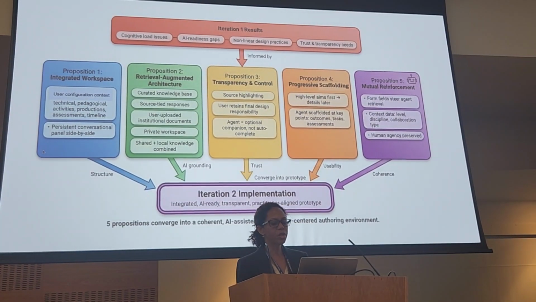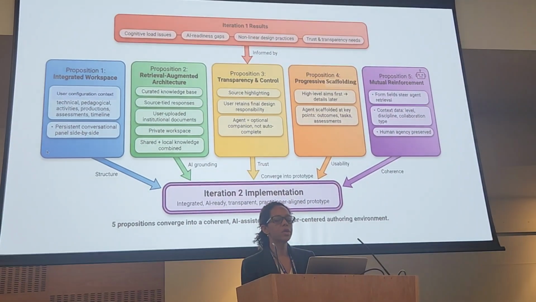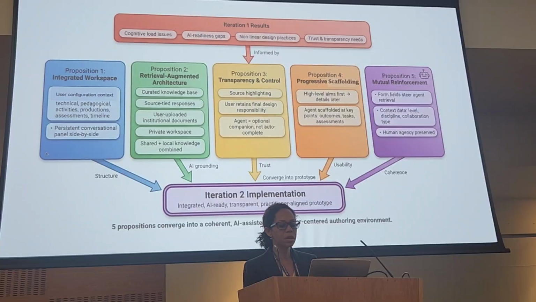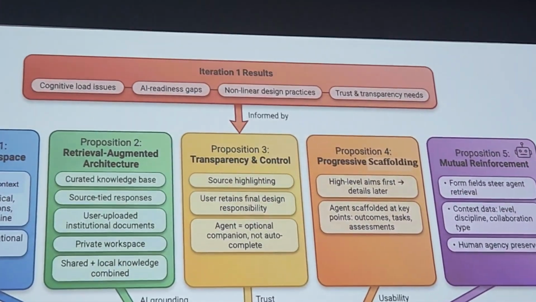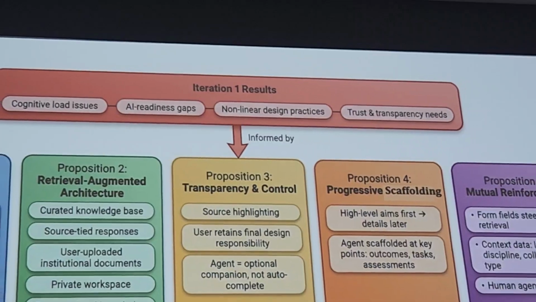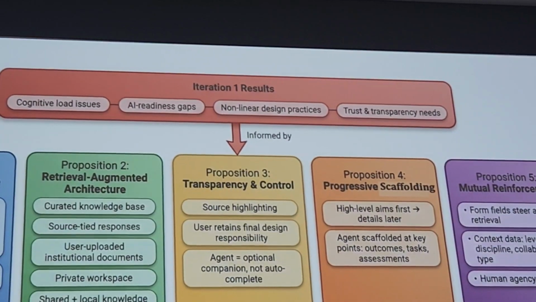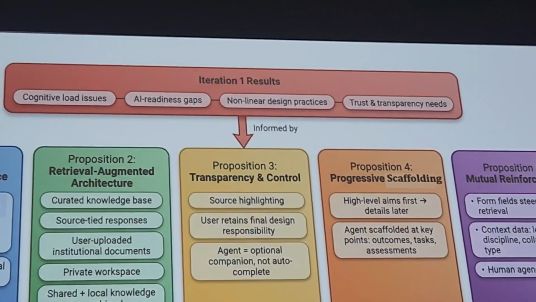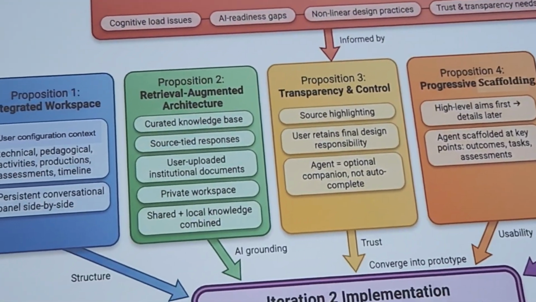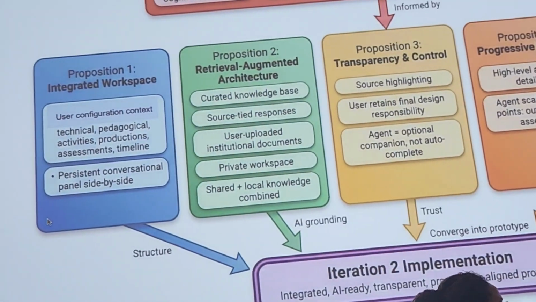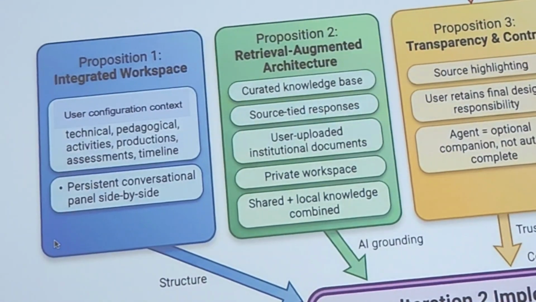Our first iteration surfaced 5 key questions: the cognitive load the system places on users, their readiness to work with AI, the need for non-linear design practice, and the broader questions of trust and transparency. From there, we developed 5 proposals. I don't think I have time to go through them. Well, I can go quickly.